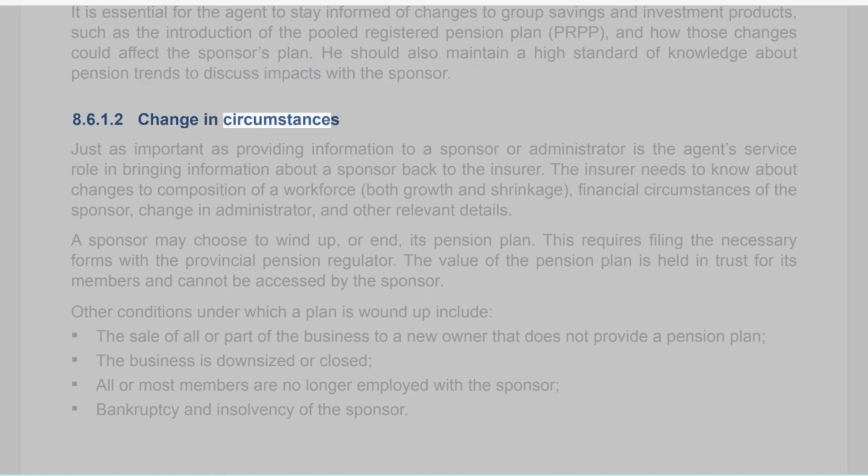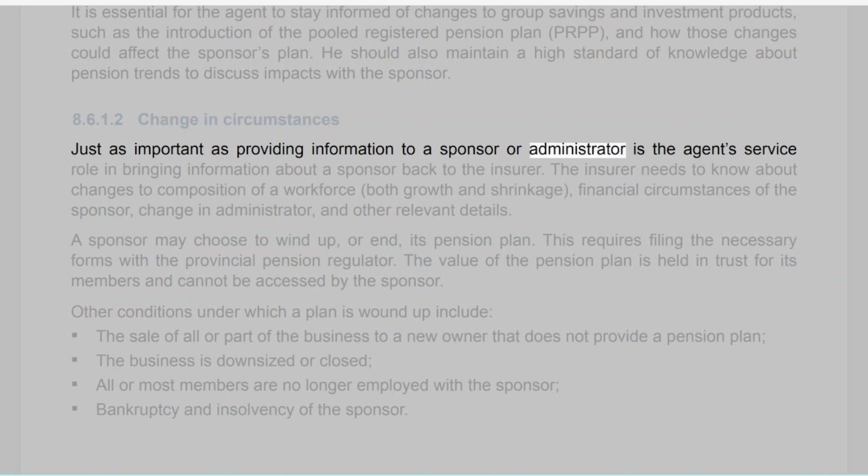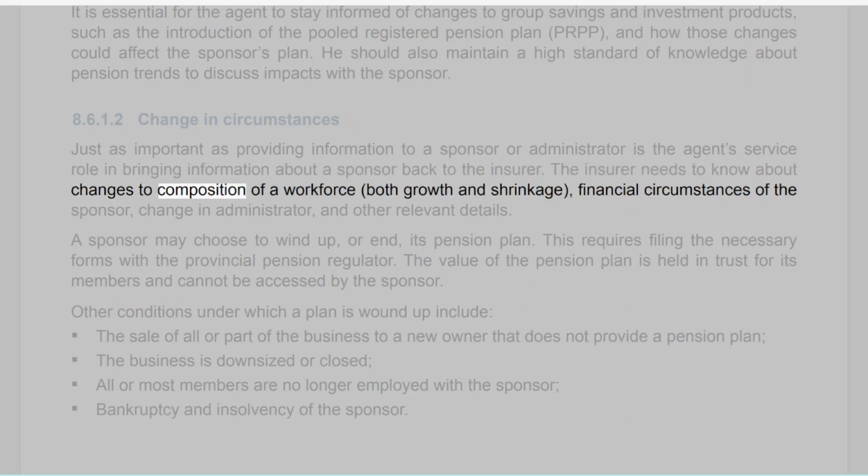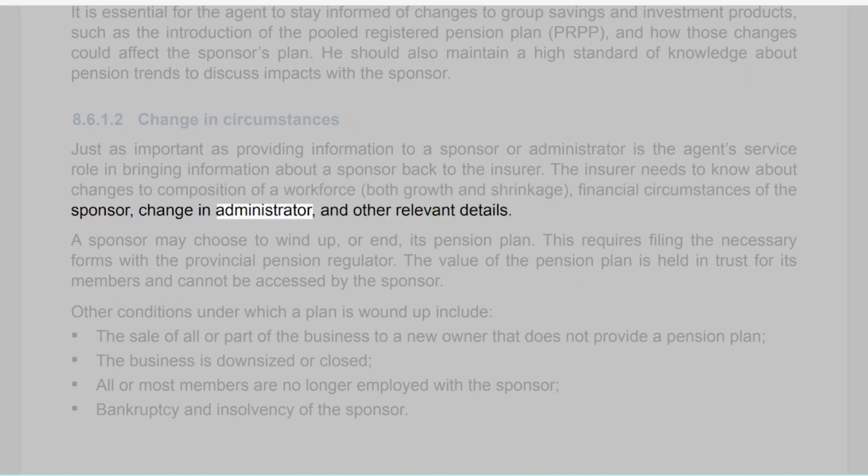8.6.1.2 Change in circumstances. Just as important as providing information to a sponsor or administrator is the agent's service role in bringing information about a sponsor back to the insurer. The insurer needs to know about changes to composition of a workforce, both growth and shrinkage, financial circumstances of the sponsor, change in administrator, and other relevant details.